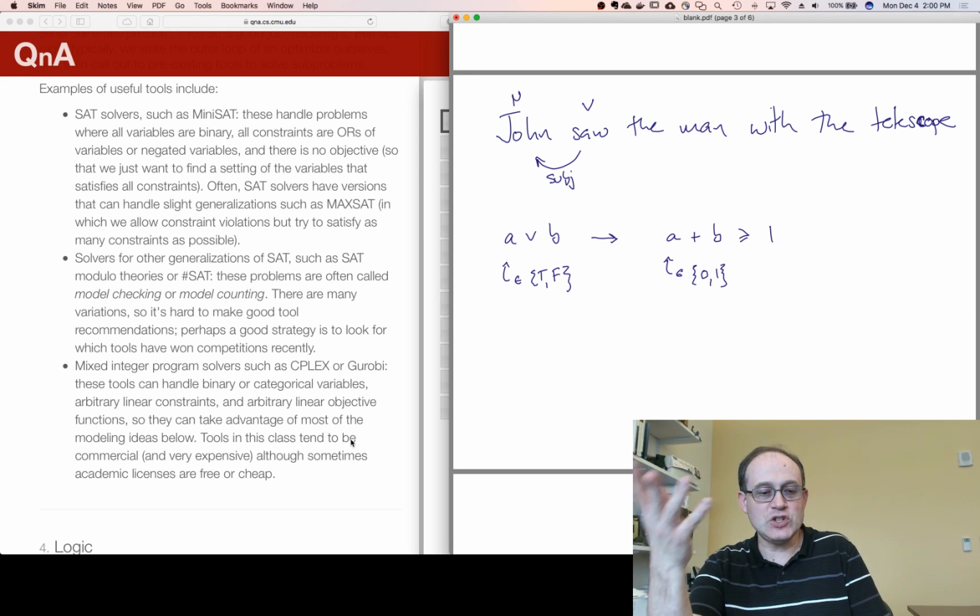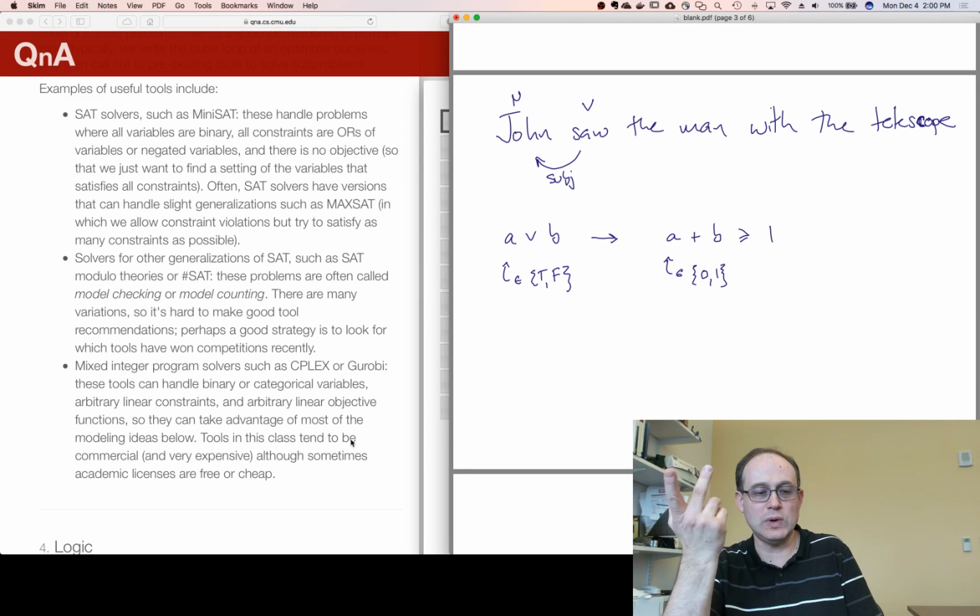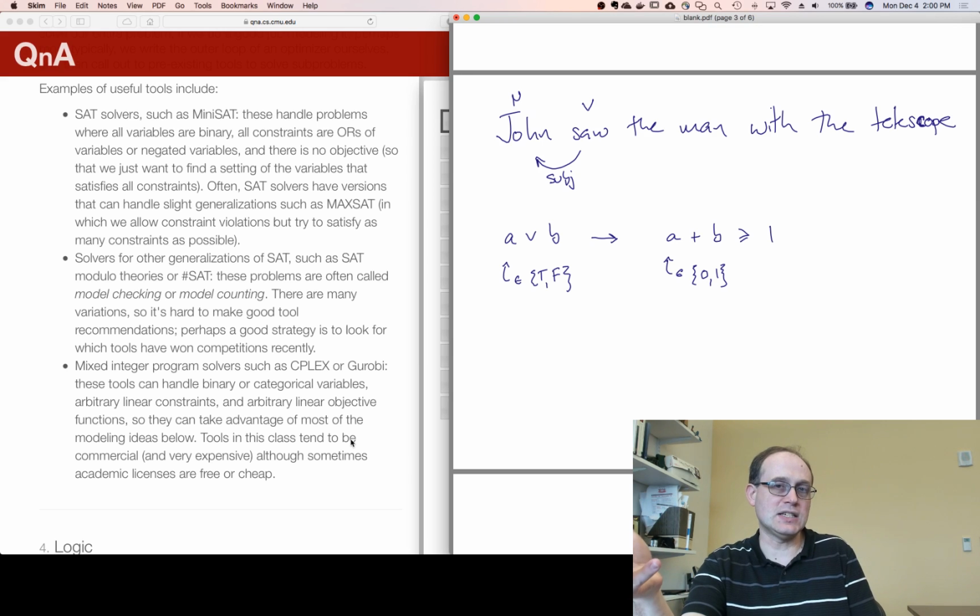There are nice generalizations of satisfiability, SAT, as well. One of the most common generalizations is max SAT, where instead of the constraints being hard constraints that you have to satisfy all of, what you would want to do is satisfy as many as possible. So there might be 1 million constraints, and you'd prefer to satisfy 900,000 of them instead of 800,000 of them.